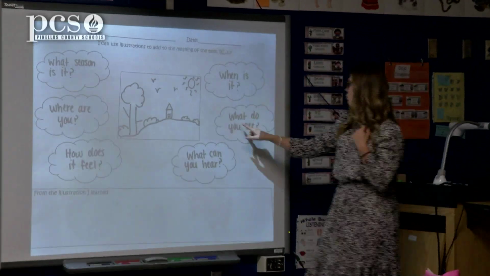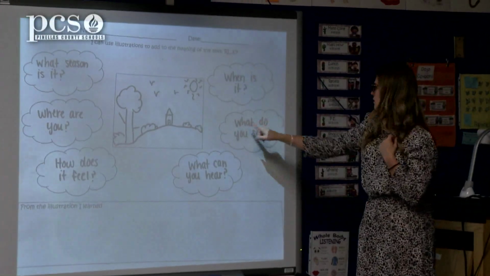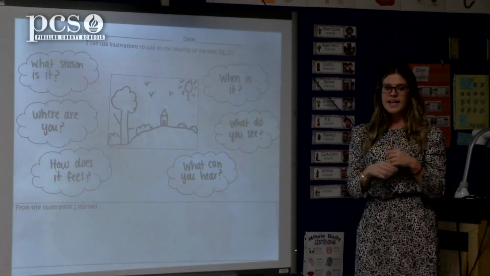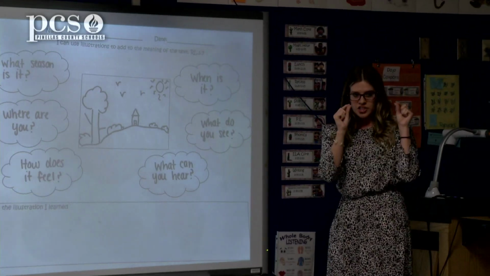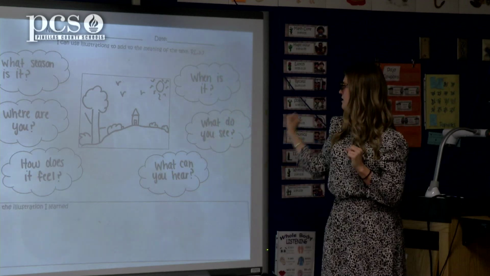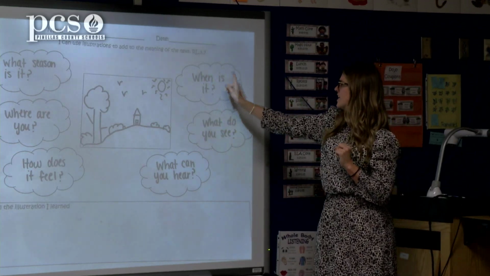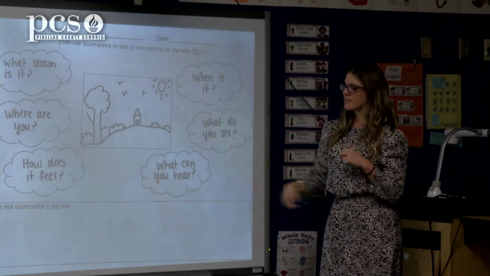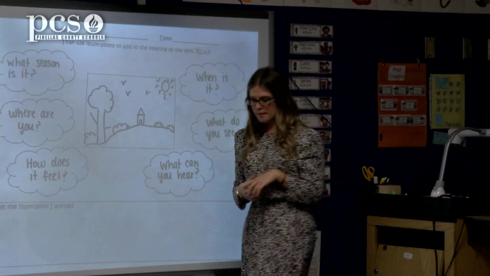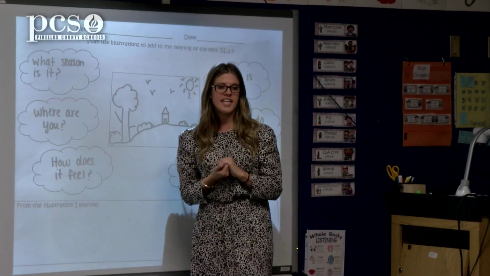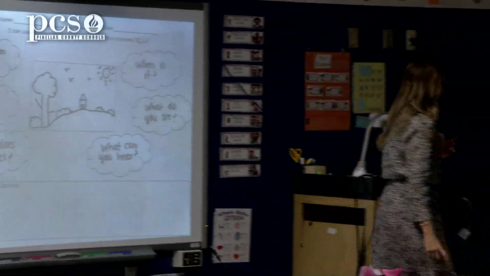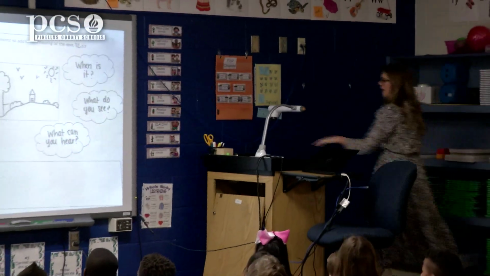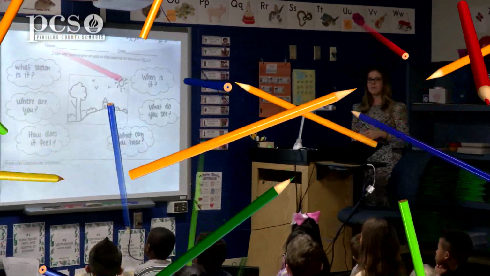The next one is, what do you see? Read it with me. What do you see? Okay, again, that one's going to be really easy to answer because we're looking at that illustration to find more about that text. And the last one, when is it? Read it with me. When is it? Okay, maybe it's at nighttime. Maybe it's really early in the morning or during the day. That's the last question that we're going to ask. Okay, so we're going to look at these questions to help guide us today to find more information about the text.